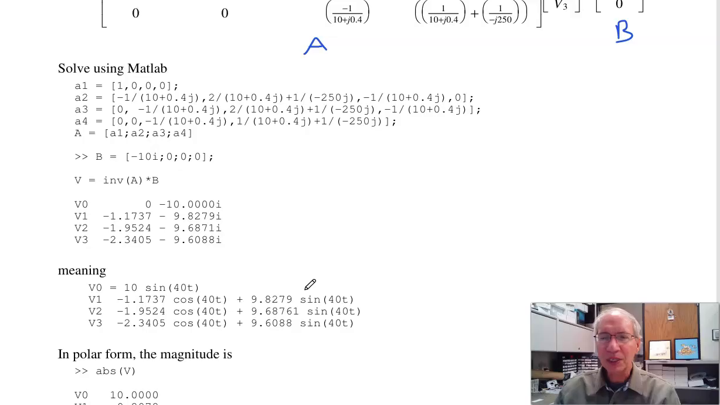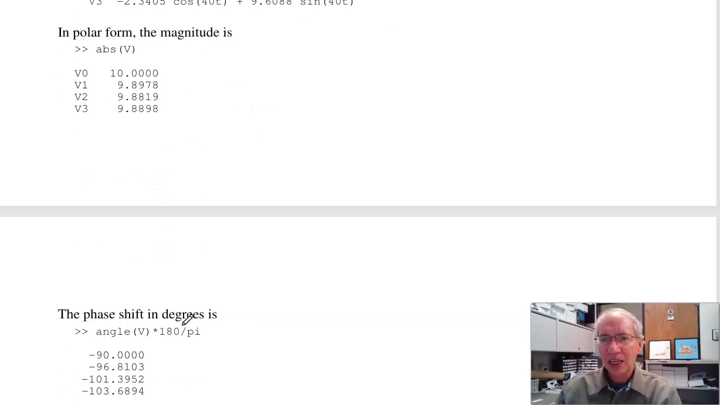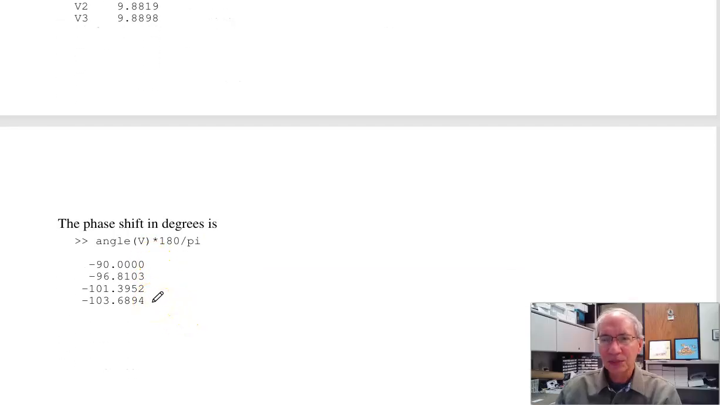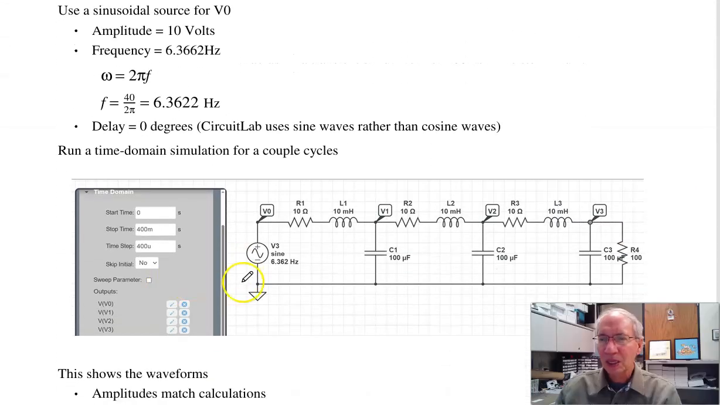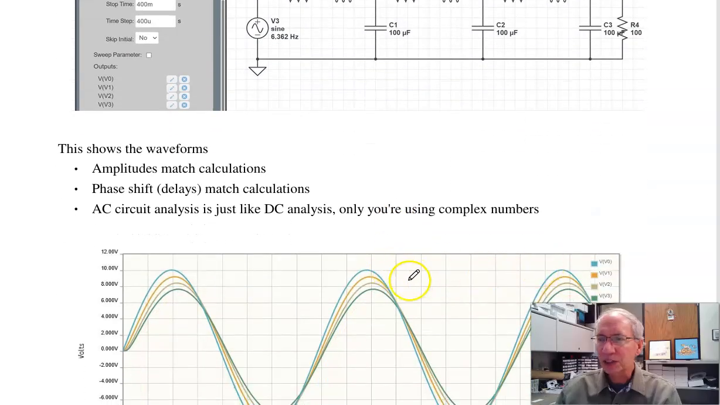Now in lab or Circuit Lab, polar form is easier to see. In polar form, here's the magnitude, and here's the angle. When I go into Circuit Lab and build it, I will build the circuit, make the input a 6.36 hertz signal, that means 40 radians per second, 10 volt amplitude, simulate it for 400 milliseconds, and pull out the voltages.